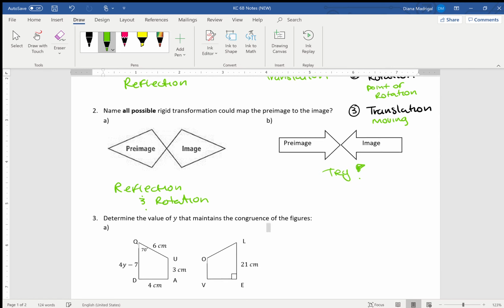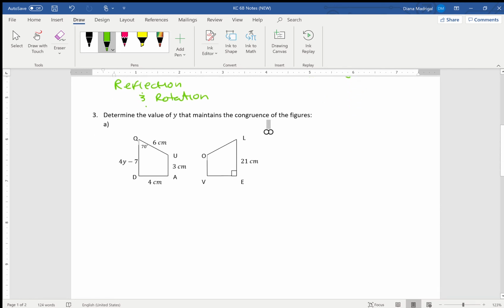Okay. Number 3, it says determine the value of y that maintains the congruence of the figures. So again, they're telling you they're congruent, they're the same. You need to solve for y. Well, where is y? Oh, I see y right here, 4y minus 7. This 4y is talking about QD, and it's talking about LE. If you notice, this is a reflection. That means that QD is the same thing as LE.